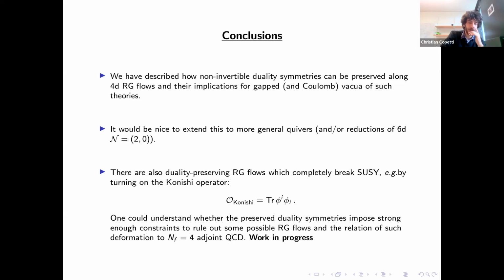Another thing which I think is nicer is to study RG flows which preserve duality but break SUSY. For example, for N=4, you can turn on the Konishi operator. This preserves the duality symmetry but breaks SUSY completely. Or you can turn on some components of the 20 prime, and it's a similar story. These are relevant deformations. The 20 prime is not so interesting, but the Konishi flows to some interesting gapless phase. So it would be nice to put some constraints on this non-supersymmetric CFT. This I'm currently working on.